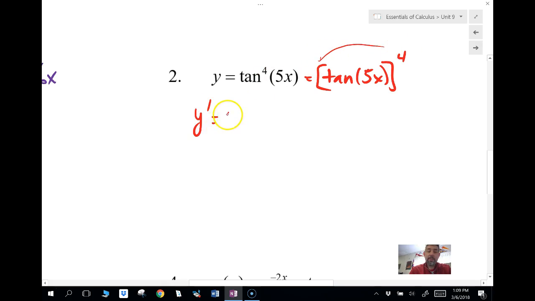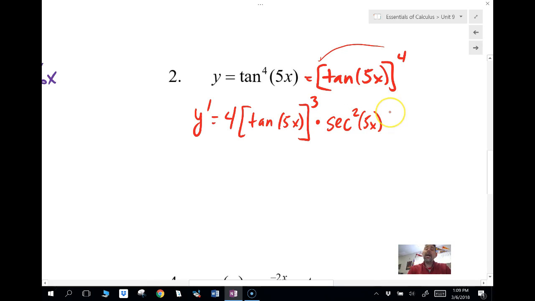We're going to bring this down, 4, using the power rule: 5x to the third, subtract 1, times the derivative of the inside. So the derivative of the inside is tangent, so we have to do the derivative of tangent. The derivative of tangent is secant squared 5x, times the derivative of the inside of that. The inside of that is 5x, so the derivative of that is 5.